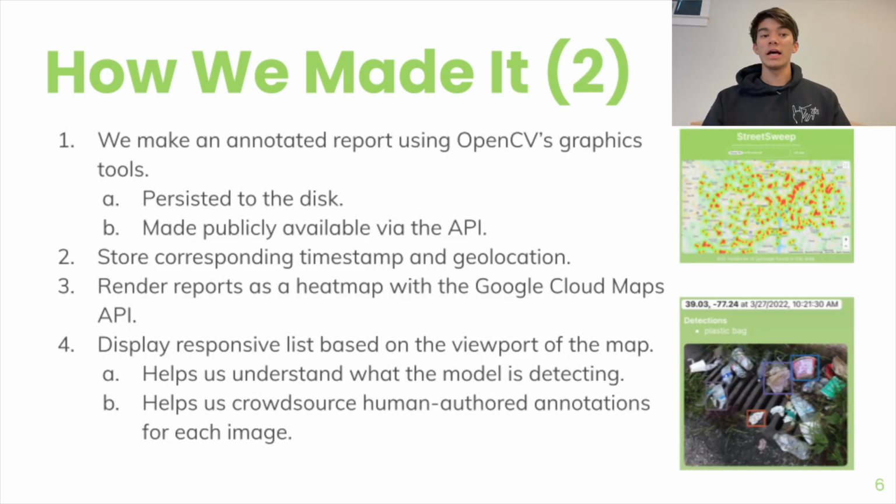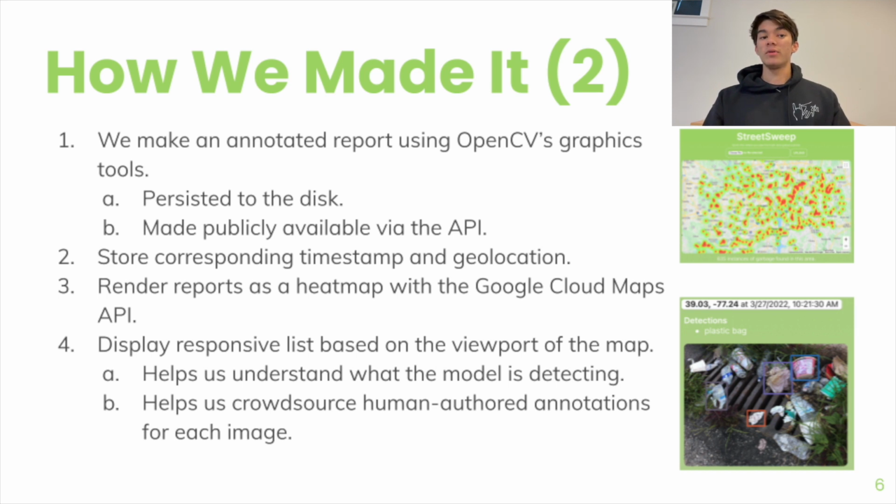After we generate and classify the objects in each image, we make an annotated report using OpenCV's graphics tools, persist it to the disk, and make it publicly available via the API. Each report is stored with a corresponding timestamp and geolocation, so we can render the volume of reports for each location on a heat map, as well as when those reports are filed.